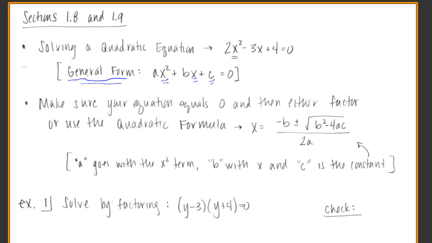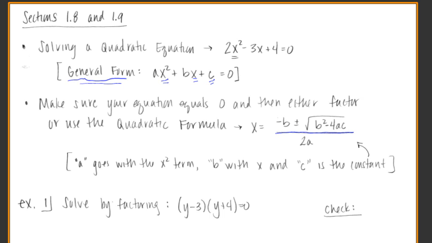Before you do any kind of solving, the first thing you want to look at is to make sure that your equation equals 0. In other words, make sure it's in general form. Then from there you have two options to help solve it. You can either factor it or use the quadratic formula. I wrote the quadratic formula right there. It's x is equal to negative b plus or minus the square root of b squared minus 4ac, and here's the key, this whole top numerator is divided by 2a.